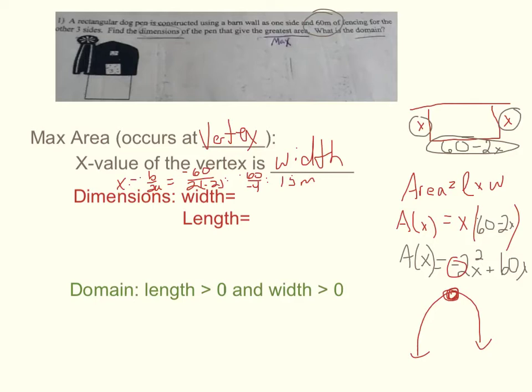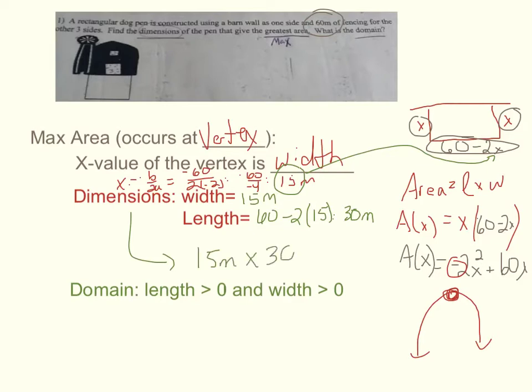Now you can find your dimensions. We just found the width. It's 15 meters. For the length, take this 15 and plug it into our formula for the length: 60 minus 2 times 15. That's 30 meters. So our dimensions are 15 meters by 30 meters. Those are the dimensions that maximize the area of the pen. Plus, when you add them all up, 15 plus 15 plus 30, you get 60.